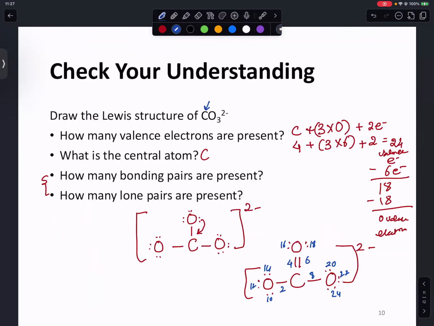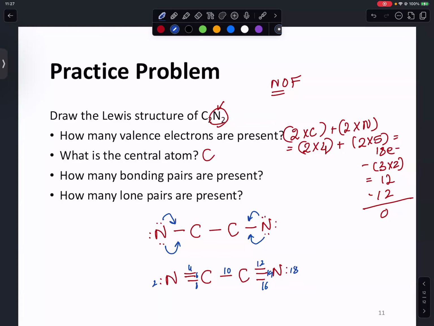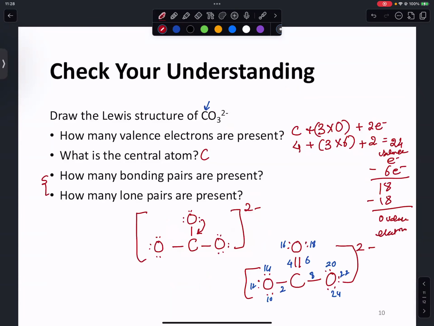So how many bonding pairs? Oh, I forgot to write how many bonding pairs in the two questions. So how many bonding pairs are in this question? There are going to be 7: 1, 2, 3, 4, 5, 6, 7. Okay, and how many lone pairs? We're going to have 2 lone pairs. And in the past question, let's count how many bonding pairs. I have 1, 2, 3, 4. And then how many lone pairs? We're going to have 1, 2, 3, 4, 5, 6, 7, 8. 8 lone pairs.